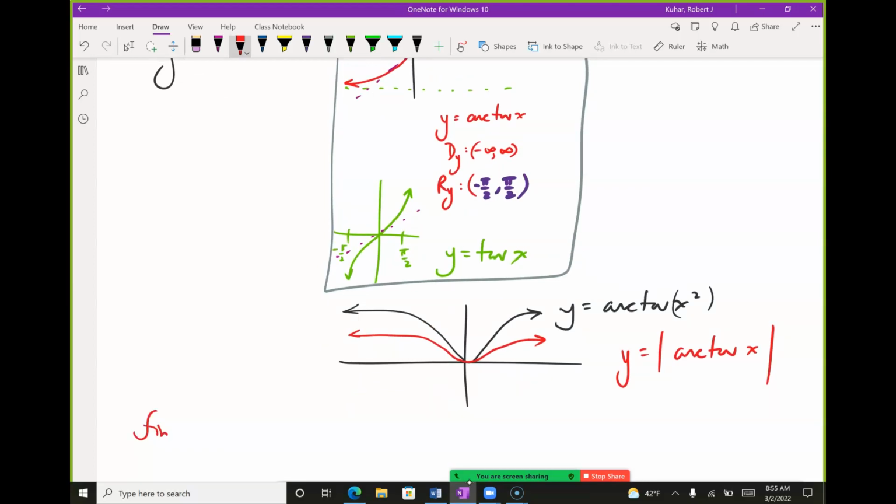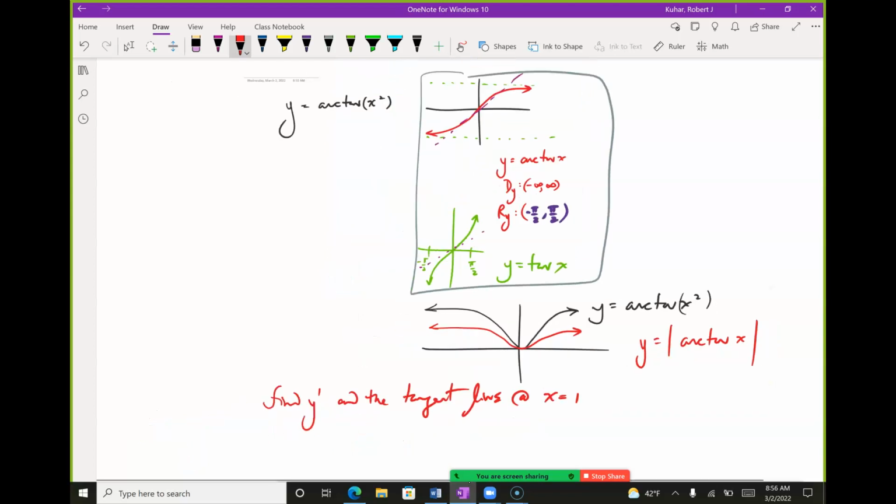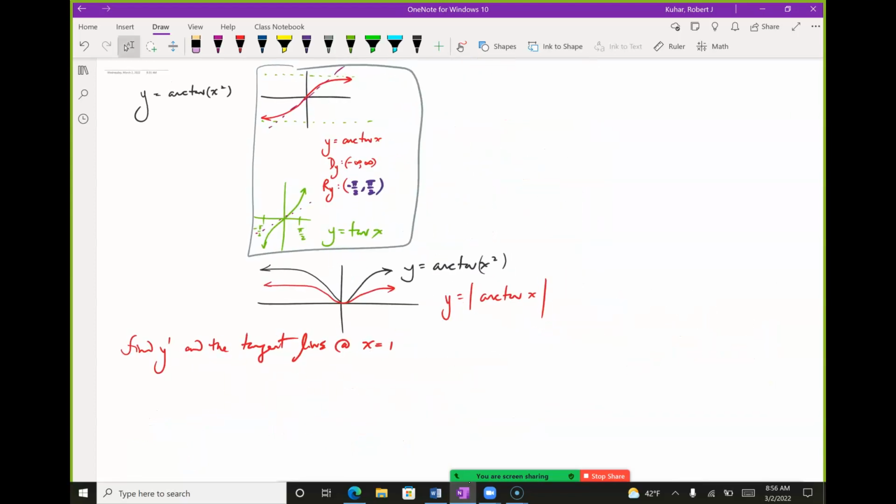Let's find y prime, and the tangent line at x equals 1. Everybody with me? So on the black curve, where x is 1, I want to find that tangent line. To find a tangent line, I need a point and a slope, right? So let's take care of the point first.